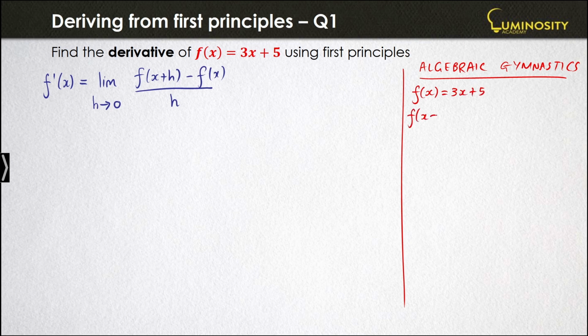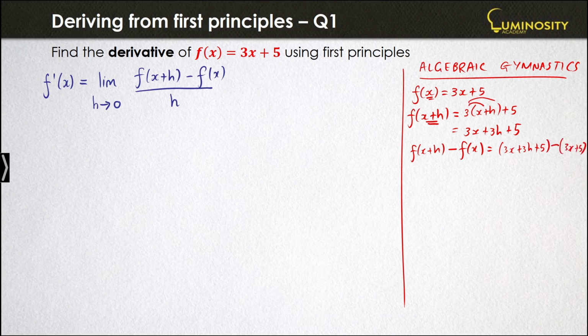So what is f of x plus h? Well, wherever there's an x now, I'm going to replace it with x plus h. So it's going to be 3 times x plus h plus 5. And if I expand that out, it's going to be 3x plus 3h plus 5. So now if I do f of x plus h minus f of x, that's going to be 3x plus 3h plus 5 minus 3x plus 5. So that simplifies to 3x plus 3h plus 5 minus 3x minus 5. So 3x cancels with that negative 3x, 5 cancels with negative 5, and I'm just left with 3h.